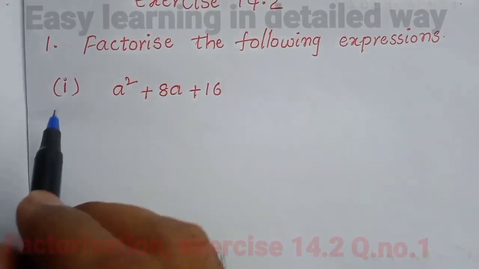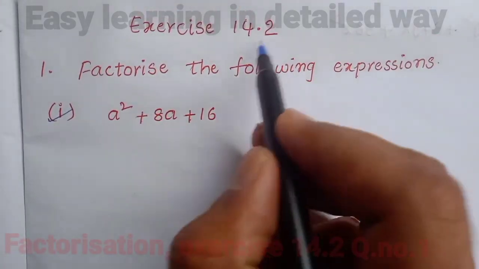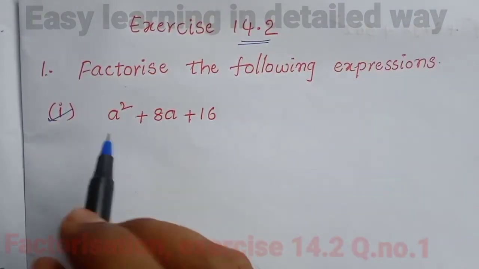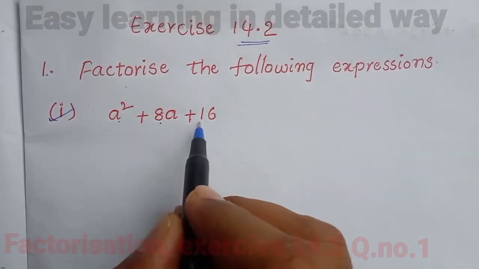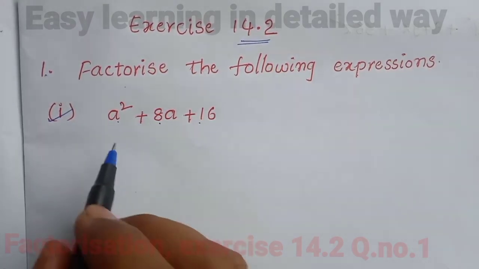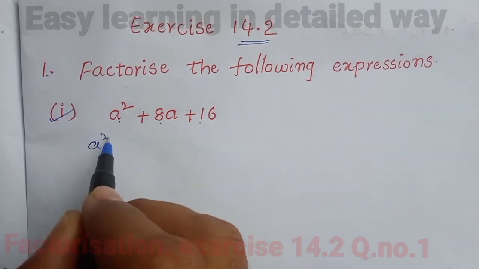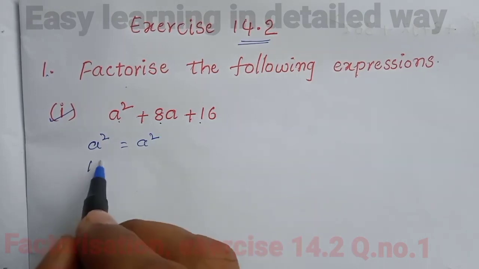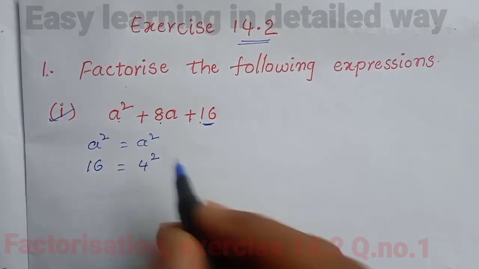See the first one here. Factorize the following in exercise 14.2, first one: factorize the following. చూడండి ఎక్స్ప్రెషన్ చూడండి ఇక్కడ a square plus 8a plus 16. సి మరి ఇది వన్ ఆఫ్ ది ఐడెంటిటీకి ఈక్వేట్ కావడానికి ఛాన్స్ ఉంది. See, a square can be written as a square, nothing to change. 16, see the third term of the expression, that is 16, can be written as 4 square.